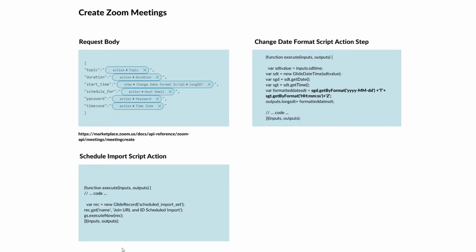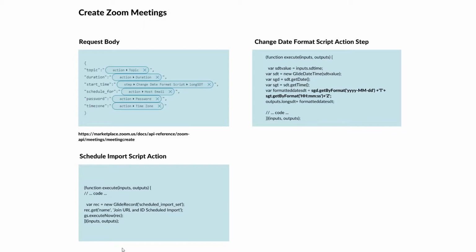For that, we are going to write a script. We're going to have a specific script action step, and as we retrieve the date from the form, we will have it in a date pair, and we will take it from the date pair. So we have an input variable here, and make this date time value a GlideDateTime object. Then we can take specifically the date and also the time with this method, and then we can create the format that we want. Okay, this is how we do it.